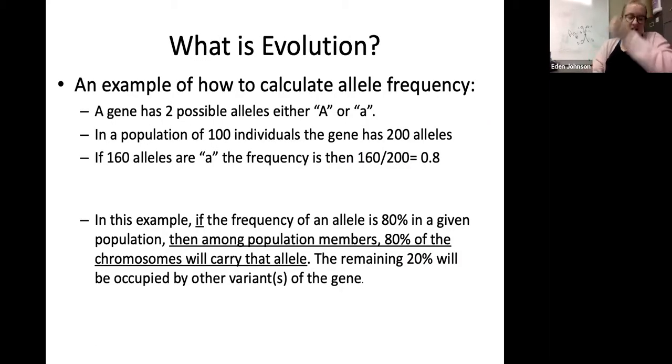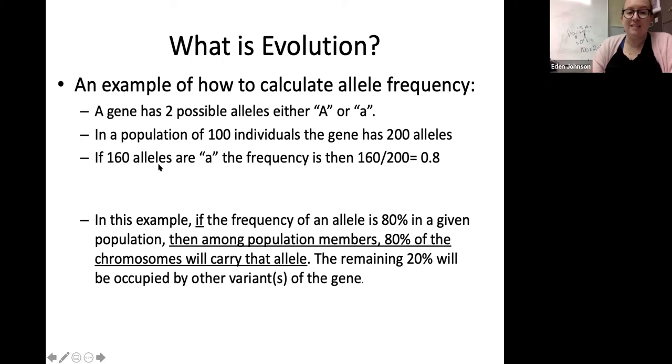Here is how you're going to calculate allele frequency. And I would tell you something like this, okay? A gene has two possible alleles, either big A for a dominant allele or little a for a recessive allele. In that population, you have 100 individuals. So how many alleles, doesn't matter which allele, how many alleles do you have in that population? Well, 100 times 2 is 200. Okay, so you've got your total number of alleles as 200.